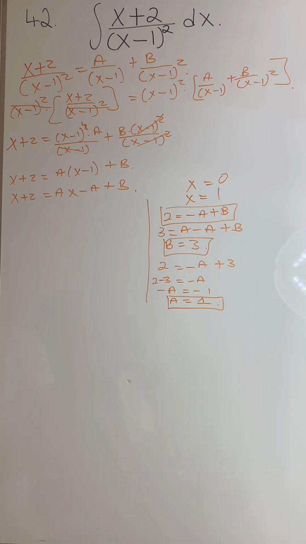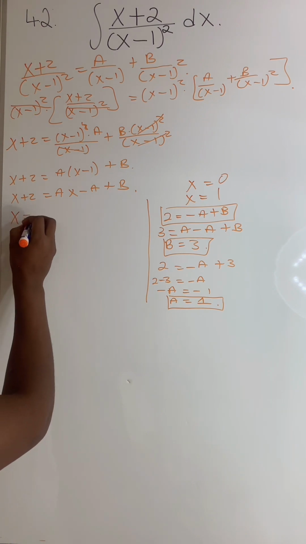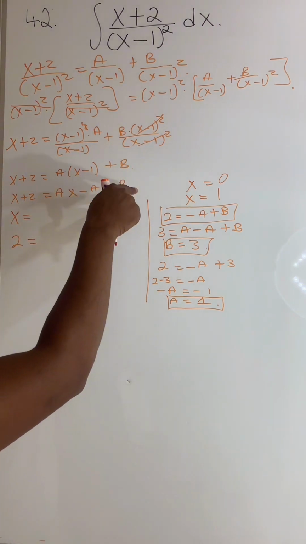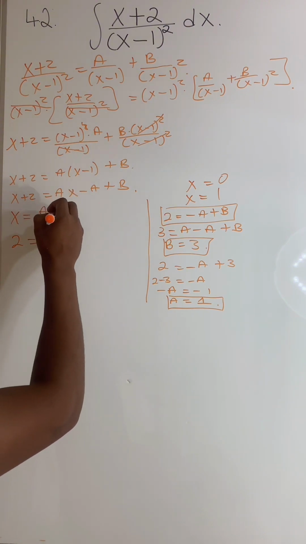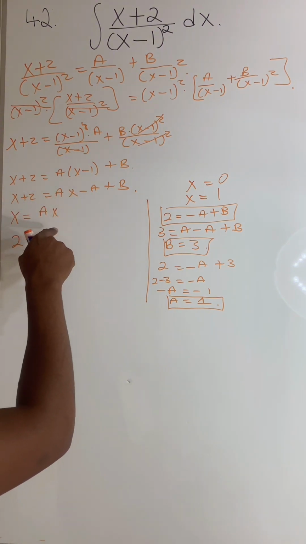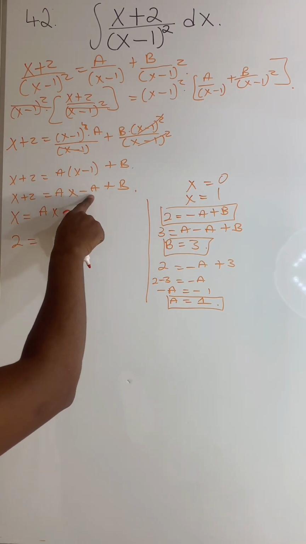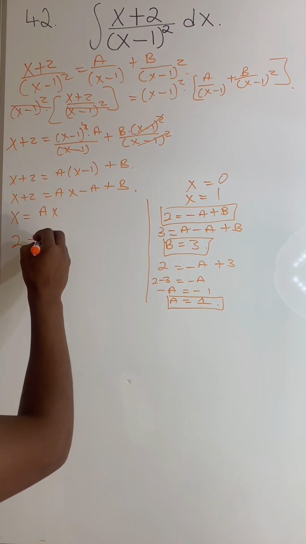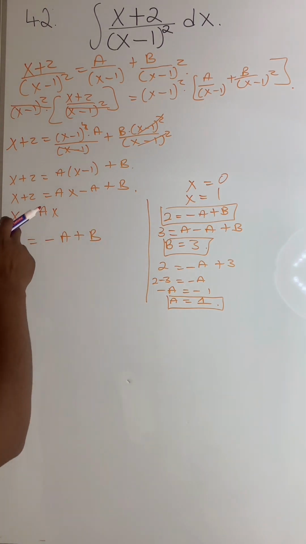With the second method, we have to equate what is on the left with what is on the right. So on the left we have x, and we also have 2, so you can say x is equal to, how many times on the right have x? It's only ax, so we equate the x to the ax. And on the right hand side, how many terms do not have x? It's negative a and positive b. So from here we have to solve for a and b.